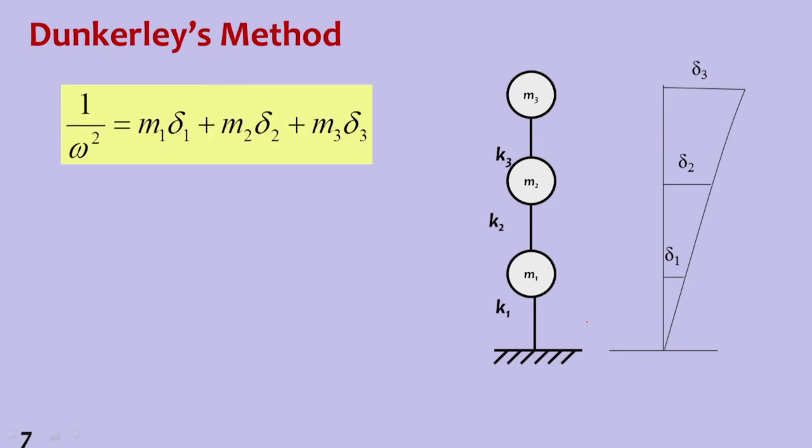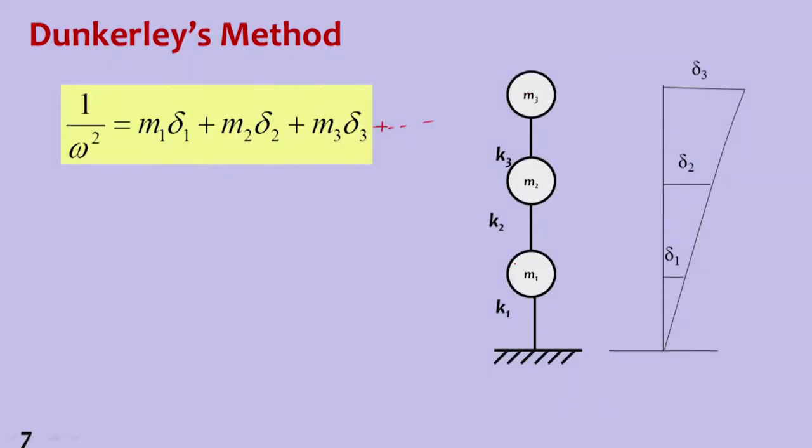One simple equation is there in Dunkerley's method: 1 by omega square is equal to m1 delta 1 plus m2 delta 2 plus m3 delta 3 plus so on. It depends on the number of masses. If we take a 3 degree of freedom system or 3-story building and lump the masses at the center of mass locations or slab locations, and take stiffness 1, stiffness 2, stiffness 3 as column stiffnesses, and then estimate delta 1, delta 2, delta 3, these are the flexibility coefficients.